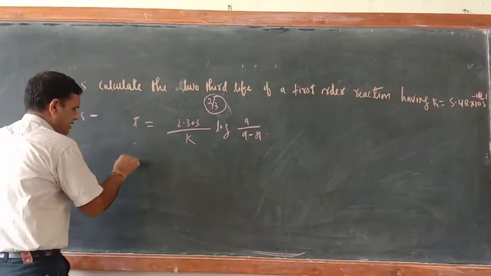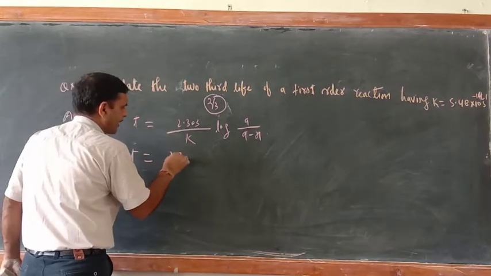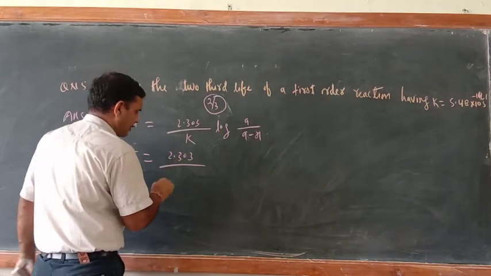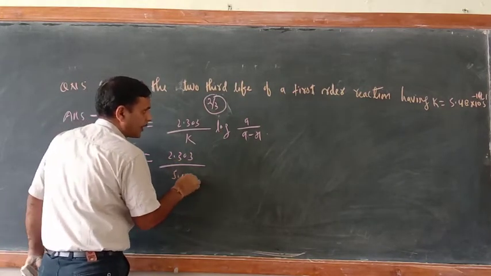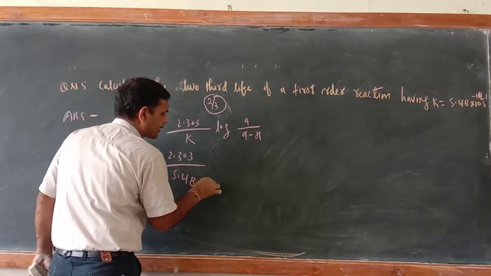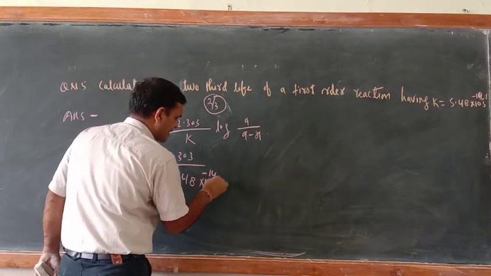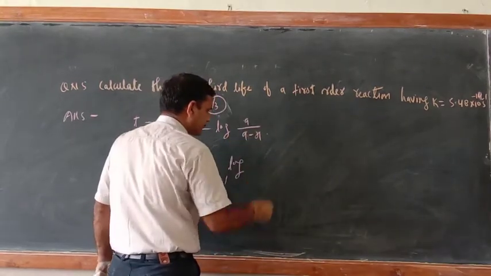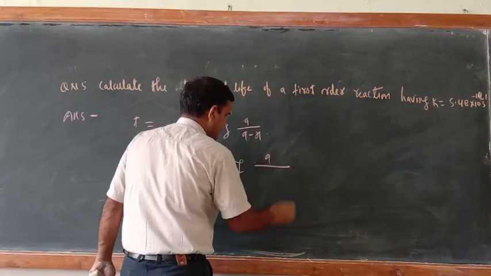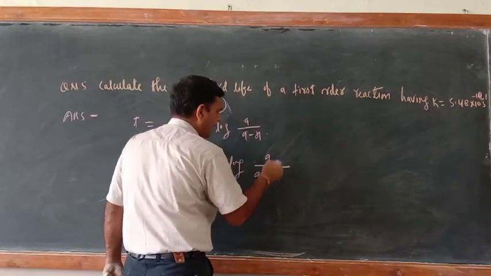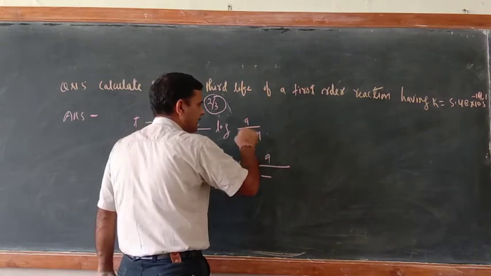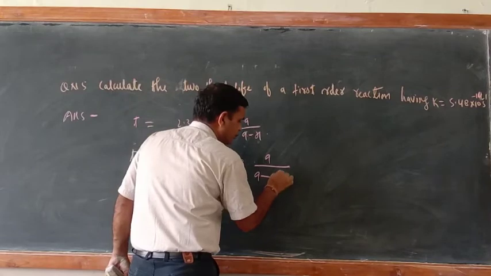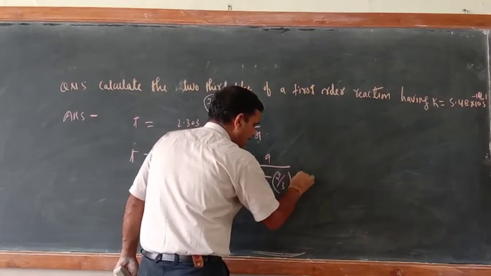So just see, t equal to 2.303 divided by K. Put the value of K, K value equal to 5.48 into 10 raised to the power minus 14 second inverse. Log of a, a is the initial concentration. Here also a minus x. In place of x, what will you write? 2/3 a means 2/3 of initial concentration.